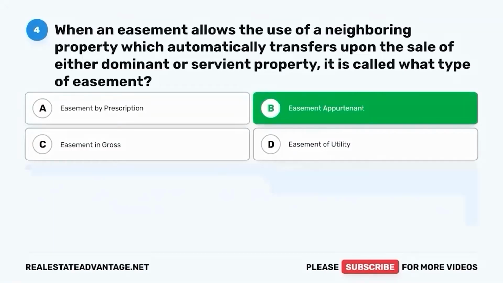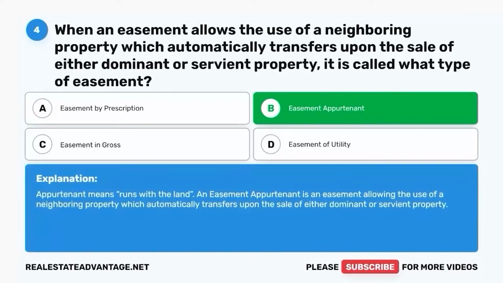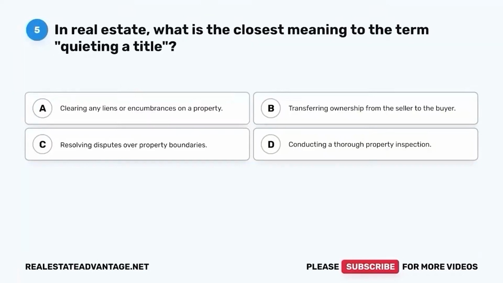The correct answer is B. Easement appurtenant. Appurtenant means runs with the land. An easement appurtenant is an easement allowing the use of a neighboring property which automatically transfers upon the sale of either dominant or servient property.